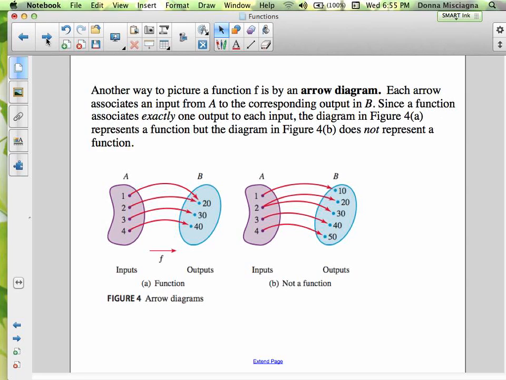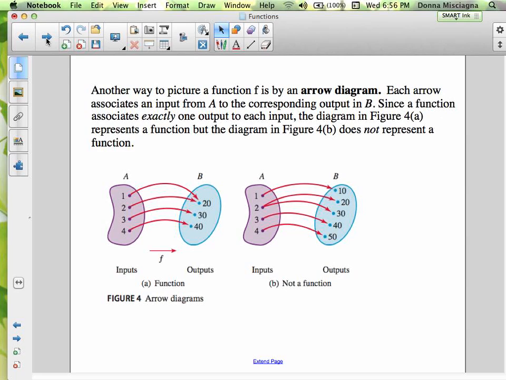A is the input, right? And when we plug in 1, we get 20. If we plug in 2, we get 20. We plug in 3, we get 30. We plug in 4, we get 40 in example A. In example B, we plug in 1, we get 10. We plug in 2, well, maybe we get 20 and maybe we get 30. Who knows? We plug in 3, we get 40. We plug in 4, we get 50.